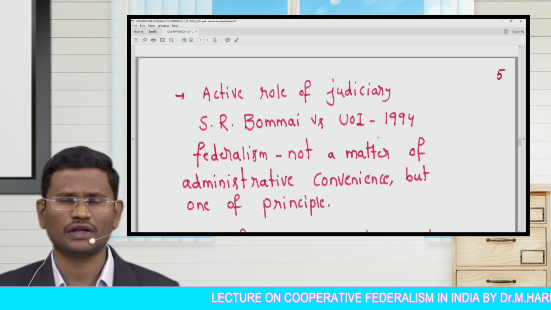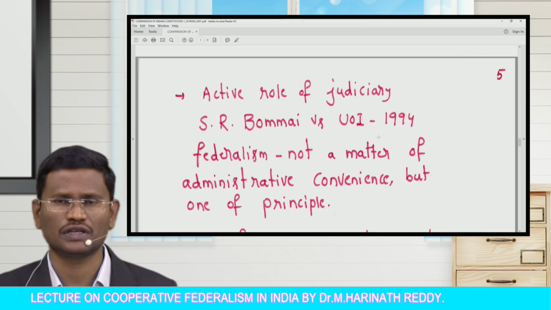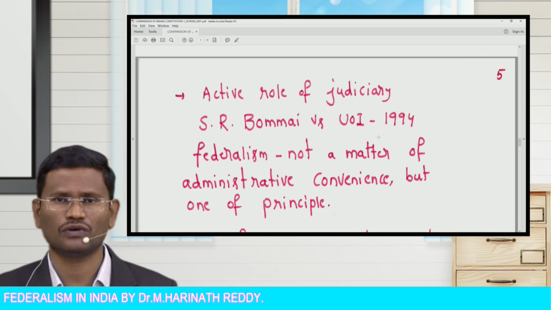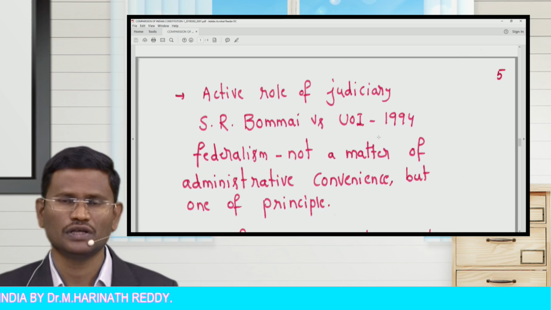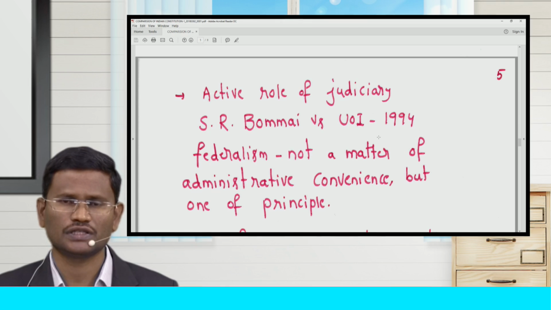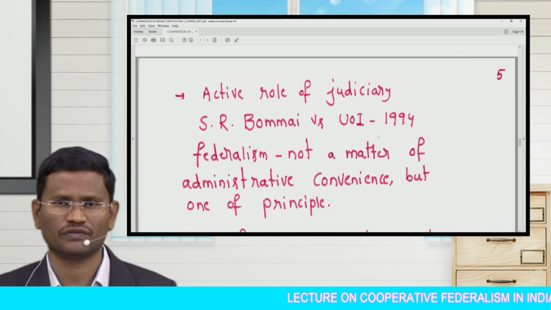All the important recommendations of the Sarkaria Commission for preventing the misuse of Article 356 became part of the judgment of the Indian Supreme Court in 1994 in the S.R. Bommai case. So the judgment of the Indian Supreme Court in S.R. Bommai versus Union of India, 1994, has led to greatly reducing the misuse of Article 356.